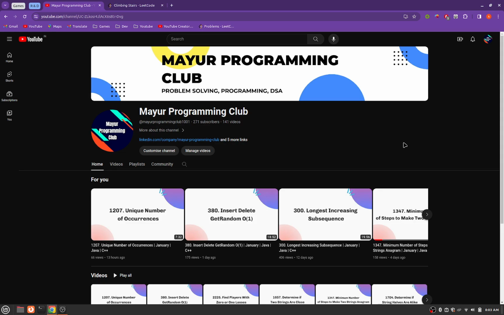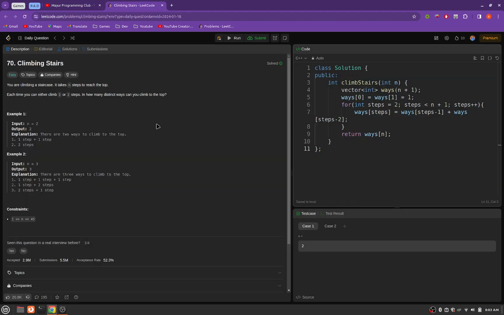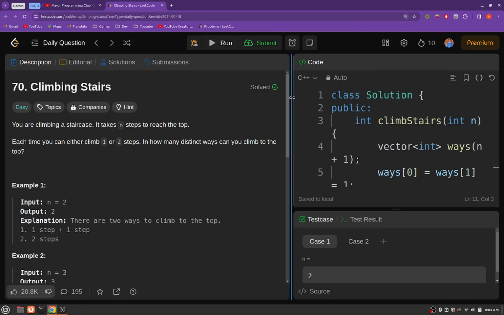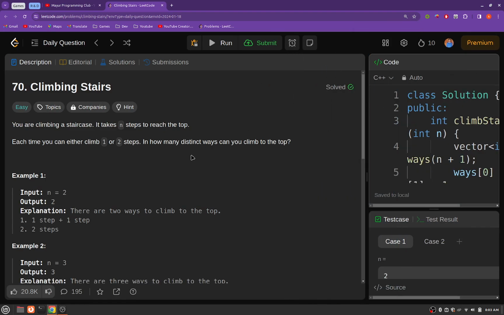Today we will be solving another daily Leetcode challenge, and the challenge name is climbing stairs. So the challenge statement goes like this: you are climbing a staircase. It takes n steps to reach the top. Each time you can either climb one or two steps. In how many distinct ways can you climb to the top?